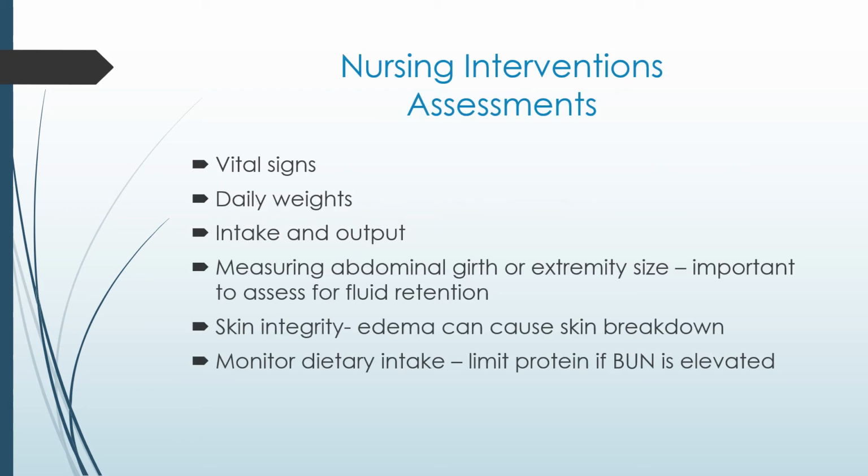Nursing interventions, we are going to assess. We're going to look at vital signs. We're looking at daily weights. Your client is going to be on intake and output. We are going to measure the abdominal girth, or we are going to measure the extremities. And this is important to assess for fluid retention. So we're going to look at the extremities for fluid retention. We can measure the abdomen for fluid retention, and also their weight. We can manage their weight. Skin integrity. Edema can cause skin breakdown. Monitor dietary intake. We are going to limit their protein if their BUN is elevated.